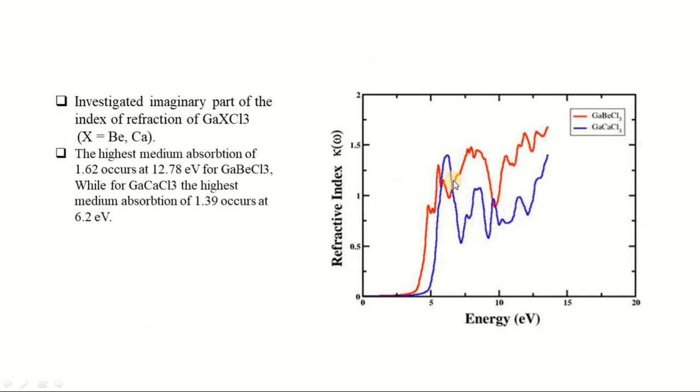Now the imaginary part of the refractive index, which we can also call the extinction coefficient, is represented by kappa(ω). The extinction coefficient is a measure of how much light is being absorbed at a given wavelength. It is clear in the figure that for GaBeCl3 the highest medium absorption of 1.62 occurs at about 12.78 electron volt, while for GaCaCl3 the highest medium absorption of 1.39 occurs at about 6.2 electron volt.